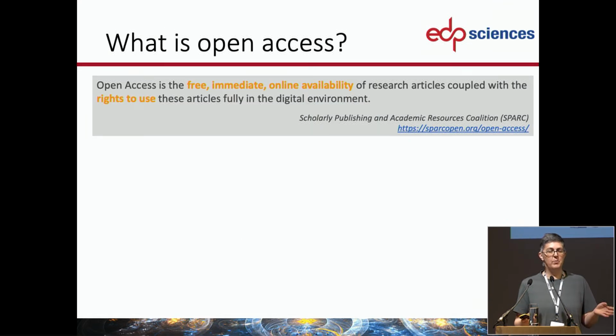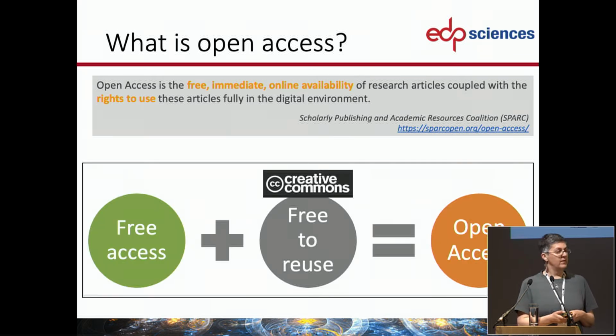So just a very quick reminder, it's obvious to everyone, but there is sometimes a lot of misconception about open access. Open access is not only the free immediate availability of research articles, but also the right, for the readers, or for everyone really, to reuse these articles freely according to a license. So if we put it as a diagram, it's open access: free access, plus free to reuse the content.